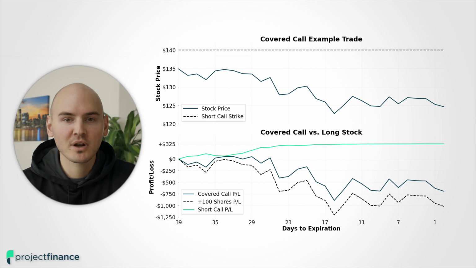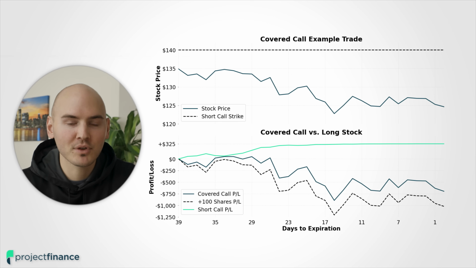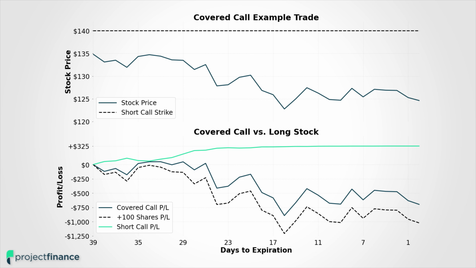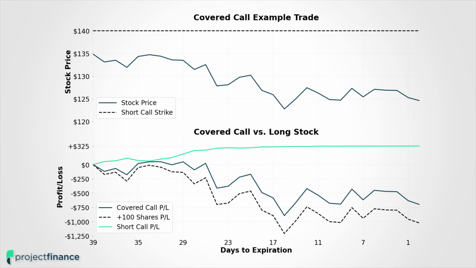In the top portion of this graph, we are looking at the changes in the stock price relative to that 140 short call that we entered as part of this covered call position. And on the bottom portion of this graph, we are looking at the profits and losses of each component of the covered call position. So in this scenario, the stock price is steadily falling from $135 per share to around $125 per share by the end of the trade. And that means the short call is losing value steadily from the passage of time and the decreasing stock price over the duration of the trade. And since that short call is losing value, we actually see profits on the short call portion of the trade.